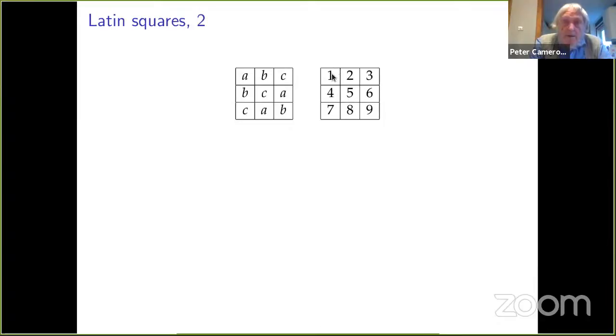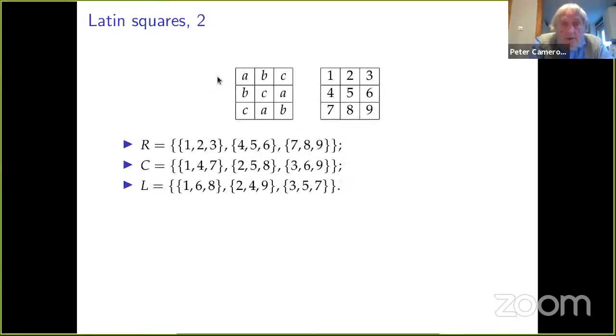So here's what it looks like in that example. On the right, I've just taken the cells and I've numbered them so that I can identify them. These numbers only say this is cell number 1, cell number 2, cell number 3, and so on. Here's the original Latin square. The partition into rows: the rows are 1, 2, 3, 4, 5, 6, and 7, 8, 9. So those are the three parts of the partition. Similarly, the columns are 1, 4, 7, 2, 5, 8, and 3, 6, 9. And the letters: A occurs in positions 1, 6, and 8. B occurs in positions 2, 4, and 9. And C in positions 3, 5, and 7. So those are the three partitions.